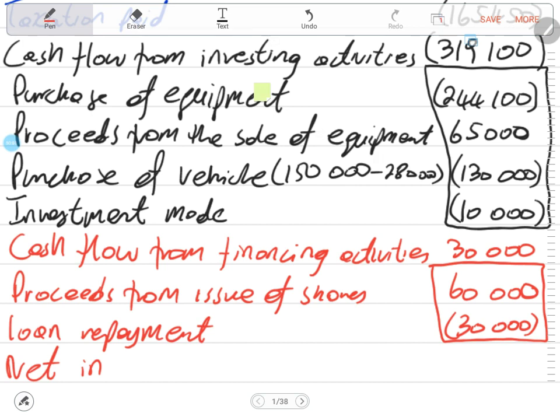increase or decrease in cash and cash equivalents. Net increase slash decrease, it will depend, but I want to do only one. Net, if it's positive, it will be a net increase in cash and cash equivalents. And I think this is a net increase of cash and cash equivalents.